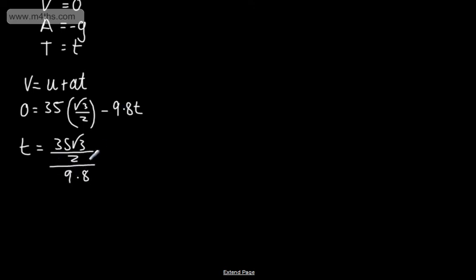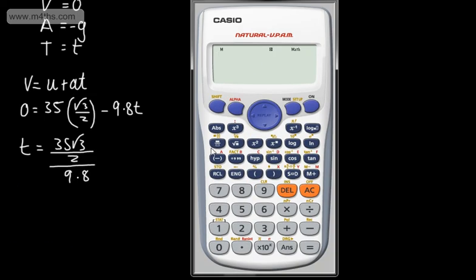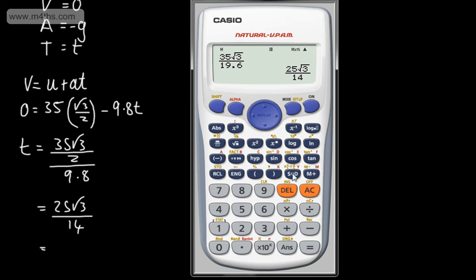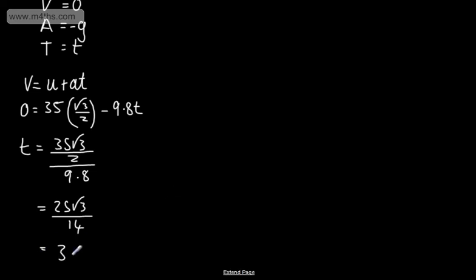So however you want to put that into a calculator is entirely up to you. I could write this now if I wanted as 35 root 3 divided by 2 lots of 9.8, which is 19.6. So you decide how it works for you, and we get 25 root 3 over 14. So 25 root 3 over 14. Giving my answer now to 3 significant figures, that is going to be 3.09. So 3.09 seconds, and that's now to 3 significant figures.